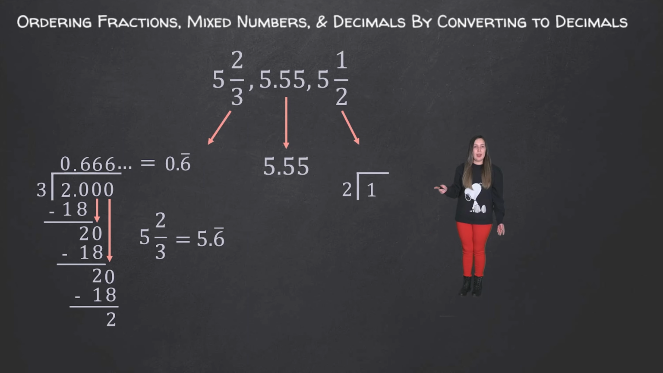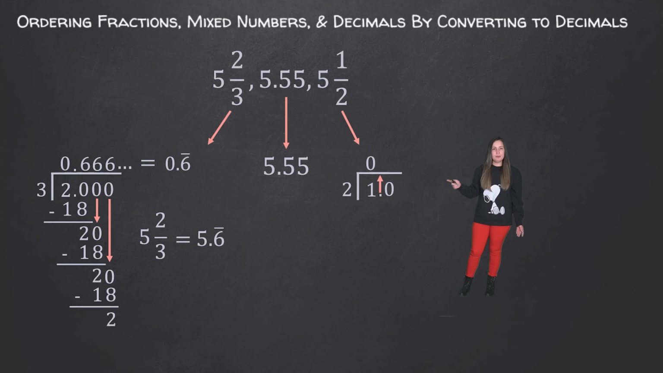1 divided by 2. We ask ourselves, how many times does 2 go into 1? Well, 2 goes into 1 0 times. So we're going to add a decimal point after the 1 and a 0. Make sure you bring up the decimal point.